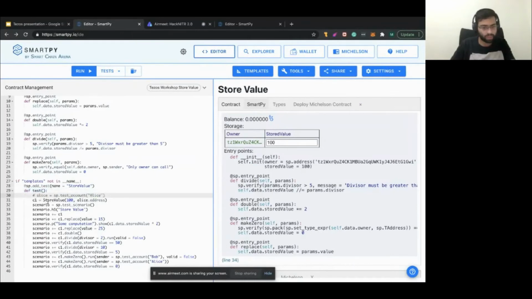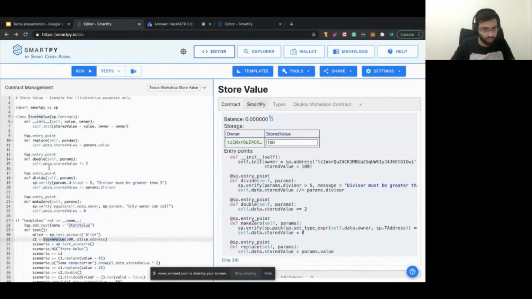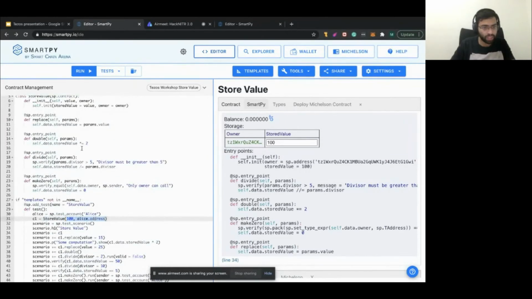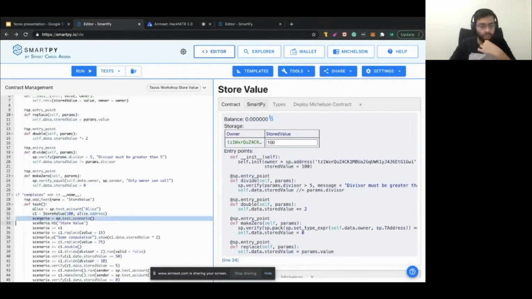Forget about this Alice for the instance. What I'm trying to do is initialize a stored value class, which is the actual contract, and I'm passing it two things, as it needs one value and an owner. Owner is an address, so I've instantiated a test account called Alice, and then I'm passing the address of Alice. Then I'm creating a new scenario, which is sp.test scenario. I'm instantiating a new scenario, then I'm adding some headers, and then I'm adding the contract. Don't worry about all of this if you don't understand it. This is fairly simple. You'll understand this.